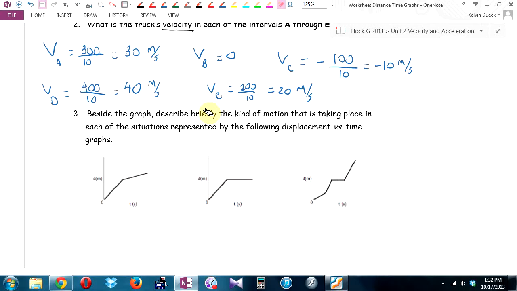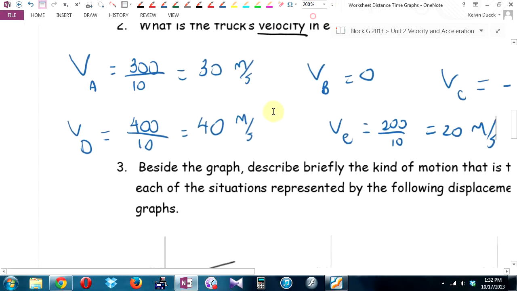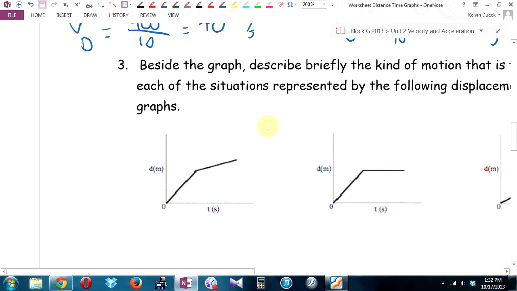So how many different intervals are there in this first graph here? 2. In the first section, describe the motion. What about this second section? Direction first, please.